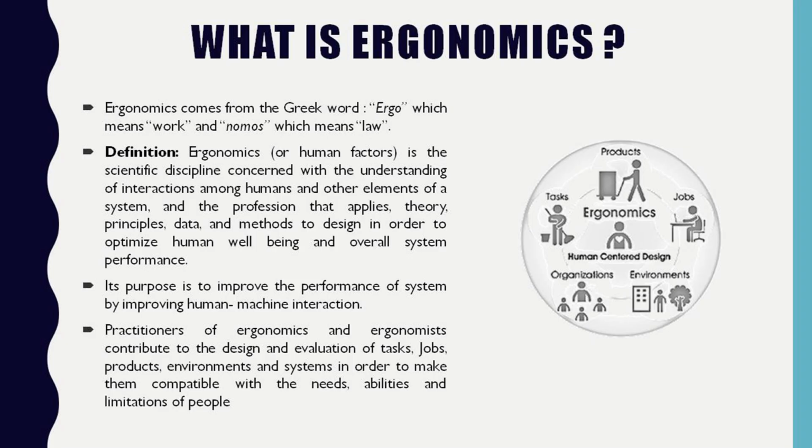As far as its definition is concerned, it is the scientific discipline concerned with the understanding of interactions among humans and other elements of a system, and the profession that applies theory, principles, data and methods to design in order to optimize human well-being and overall system performance. So, overall its purpose is to improve the system performance by improving the human, machine and environment interaction. This was basically the first time that the word ergonomics was used by W.